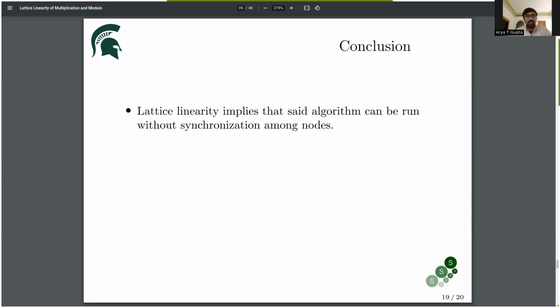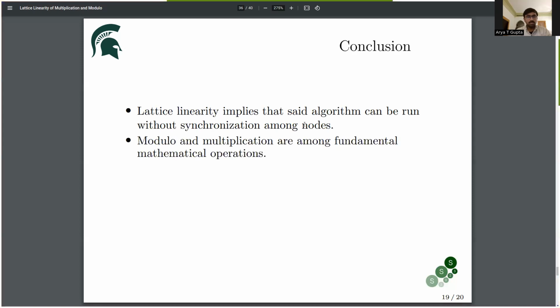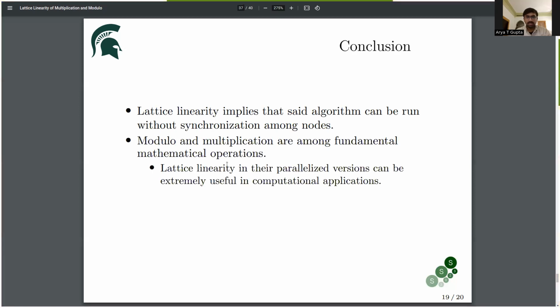In conclusion, lattice linearity implies that said algorithm can be run without synchronization among the nodes. Modulo and multiplication are among the fundamental mathematical operations, and we showed that these problems are lattice linear, and the algorithms we showed can be run in asynchrony because they exploit that lattice linearity. Lattice linearity in their parallelized versions can be extremely useful in computational applications. This is because we remove the requirement of synchronization among the nodes for these algorithms.